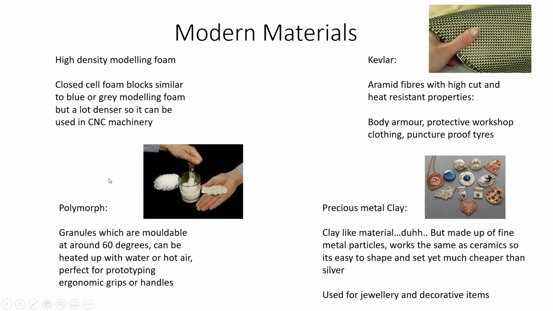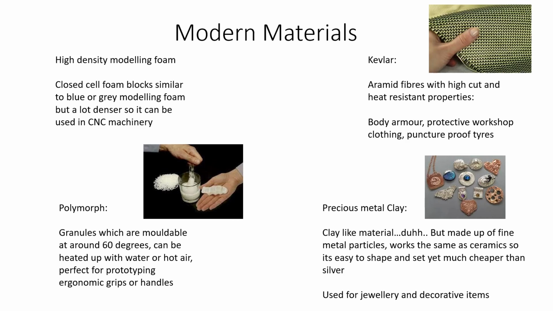Polymorph is quite a popular, common one. It comes in granules, you heat it up, it doesn't require a lot of heat, like 60 degrees, and then you can literally squeeze it into shape. So it's used quite a lot in ergonomic grips of handles. If you've ever been on crutches because you broke a leg or sprained an ankle, they might put polymorph around your handle so it's a bit more comfortable for you.